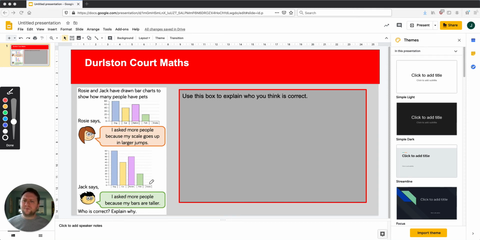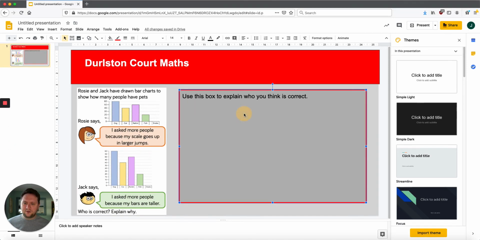So why do those bar charts look different then? Well, it all comes down to the use of this scale on the vertical axis here. And this just goes to show how important it is. So, how do I explain who I think is correct? Well, I don't think either of them are correct. So, I can say Rosie and Jack are both incorrect.